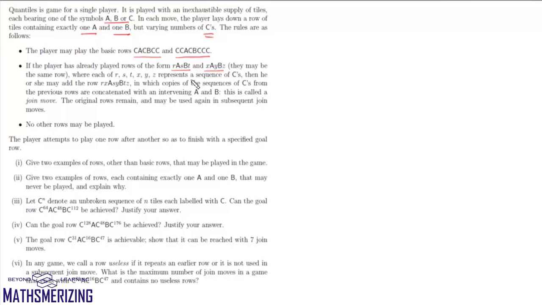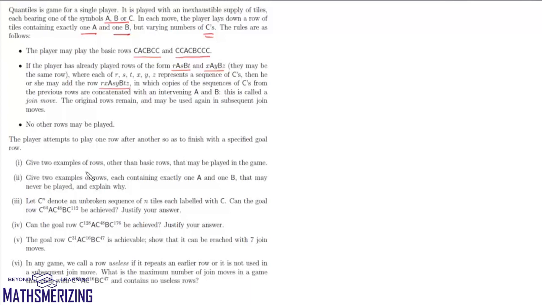Then he or she may add the row R, X, A, S, Y, B, T, Z, in which copies of the sequence of C's from the previous rows are concatenated with intervening A and B, and this is called a join move. The original rows remain and may be used again in subsequent join moves. No other rows may be played.